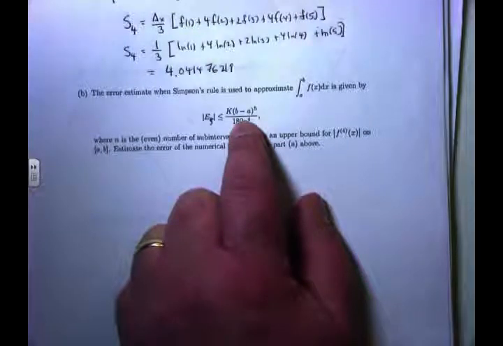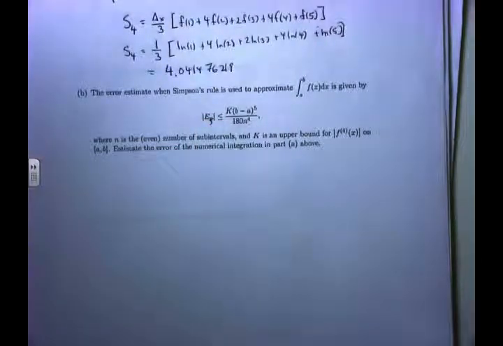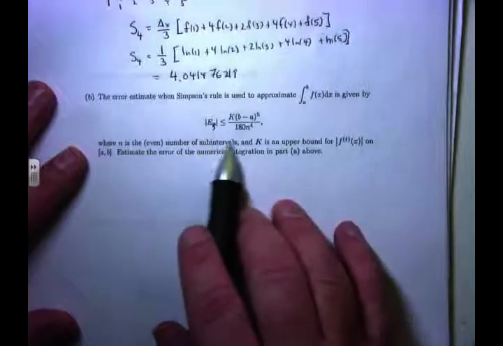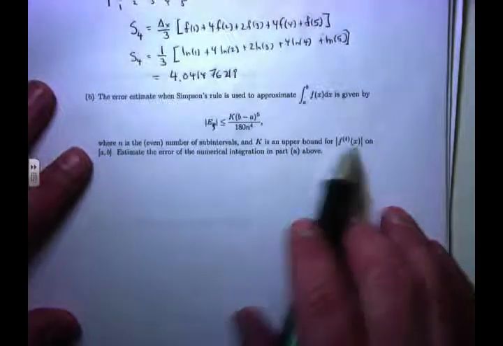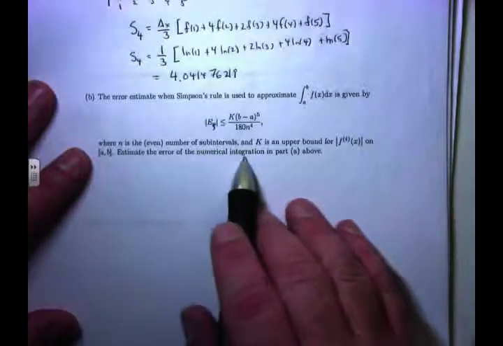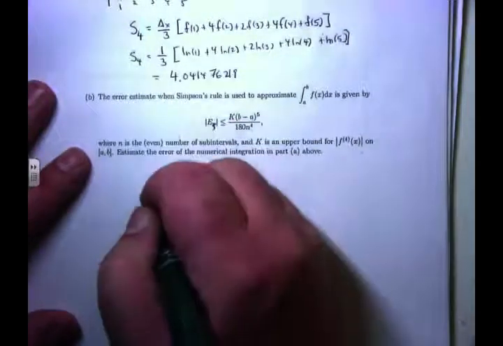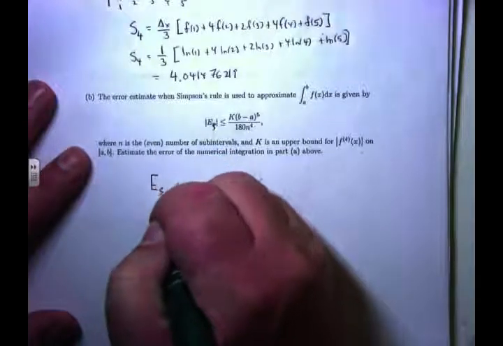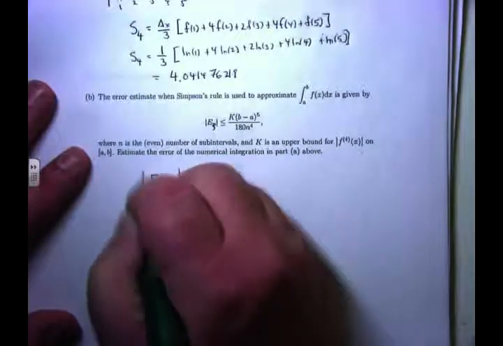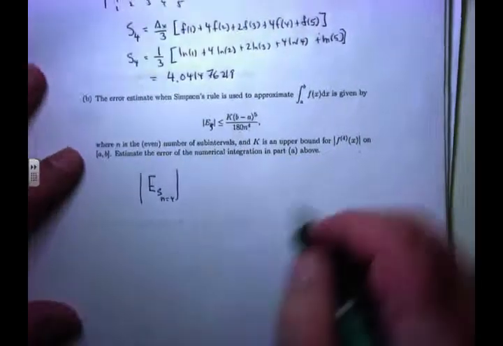You should have these memorized because I cannot guarantee. I can show you old file exams where they asked the exact same question where they didn't give you the formula. You should have the formulas memorized. This is calculus too. Memorize everything. Okay? So, here we go. So on this part, n is an even number of subintervals, and K is the upper bound of the fourth derivative. They told you everything here. The question is this. The error of estimate for the numerical integration in part B from above. We want to find the error bound for Simpson's rule with n equals 4. That's what we want. First thing we got to find is the K.